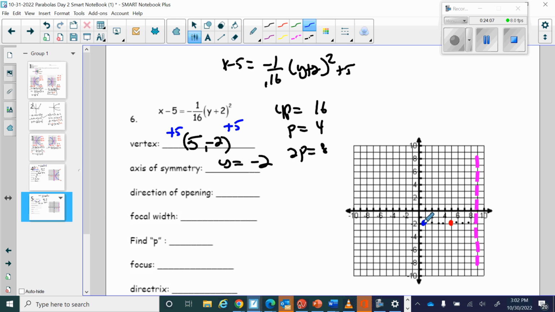2p now, 8 units above and below the focus. 1, 2, 3, 4, 5, 6, 7, 8. Oops, I miscounted. 1, 2, 3, 4, 5, 6, 7, 8. So that's where the graph is going to go through when I sketch it. Let's do that now. Through the vertex, and then through that point. Good. And so opening is to the left.